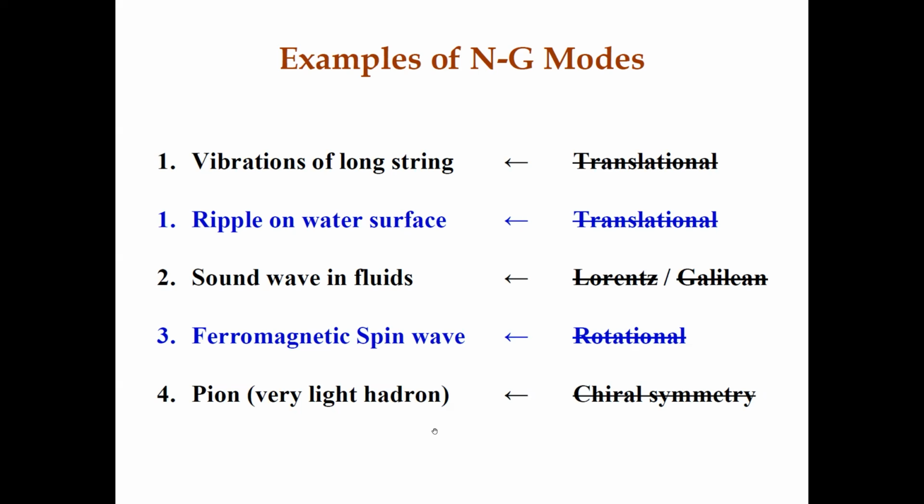And last but not the least, there is this chiral symmetry, the left and right quarks. Quark is another fundamental particle like electron, and they also come in right-handed and left-handed forms. The symmetry between the right-handed and left-handed quark is called chiral symmetry, and this chiral symmetry is almost exact.